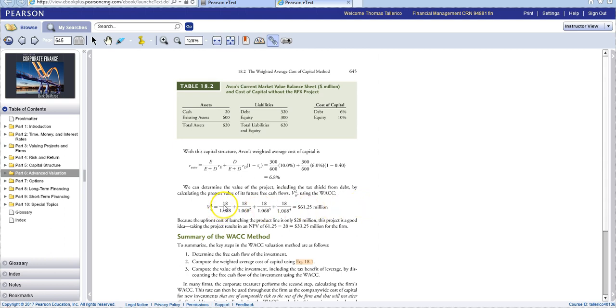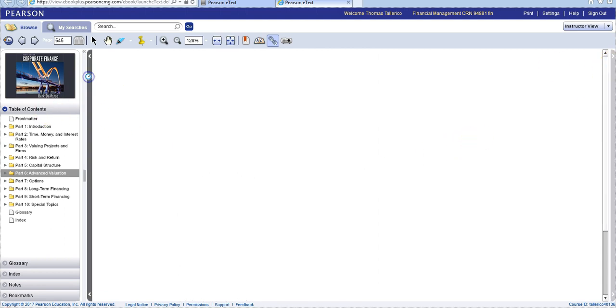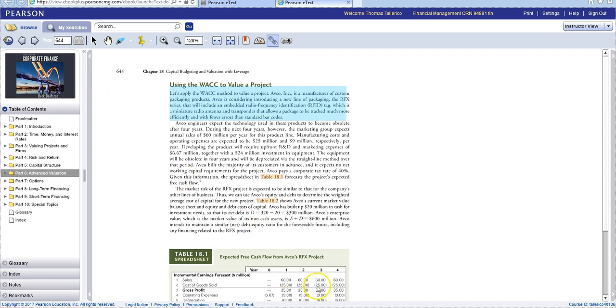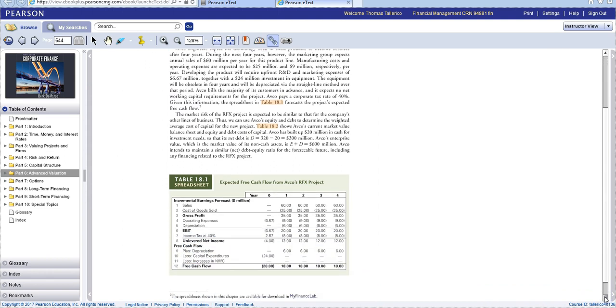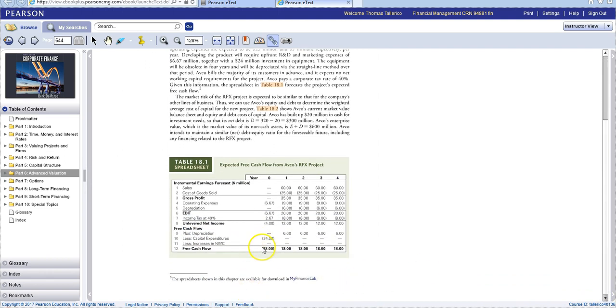And we end up with, here's the cash flows, 18 million. This 0.068 is what we just calculated, and that's the weighted average cost of capital. And the question is, where did these cash flows of 18 come from? And we should go back. And let me scroll down here a little bit. And you'll notice here's the free cash flows from the project.